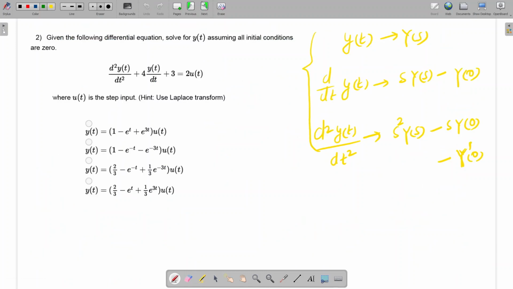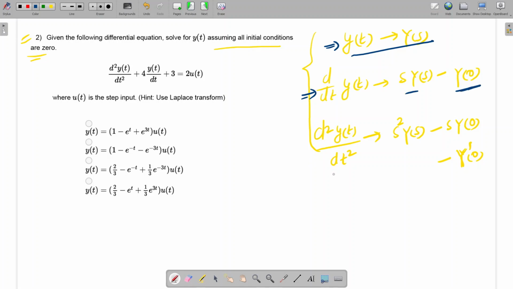See, this is the next question. So how can we convert any differential equation into the Laplace domain? This is the rule. Here in the question, all initial conditions are assumed as 0. So if the Laplace of y(t) is Y(s), then the Laplace of dy/dt will be s times Y(s) minus y(0). This is the initial condition.